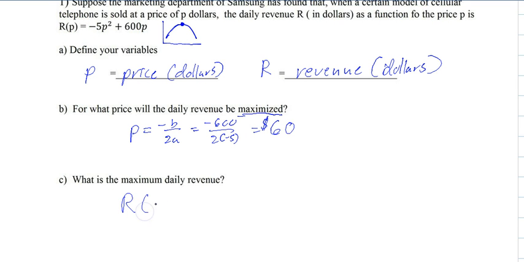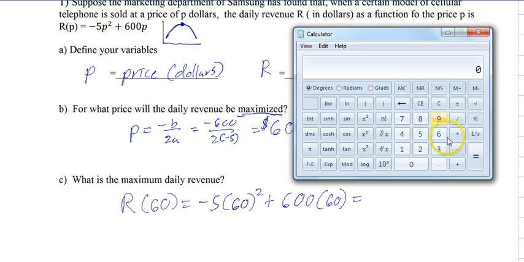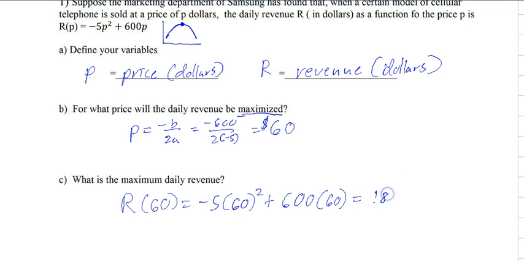So if we plug it in, plug in the 60, we get negative 5 times 60 squared plus 600 times 60. 18,000. It's a lot of money for one day. So $18,000 is a daily revenue.